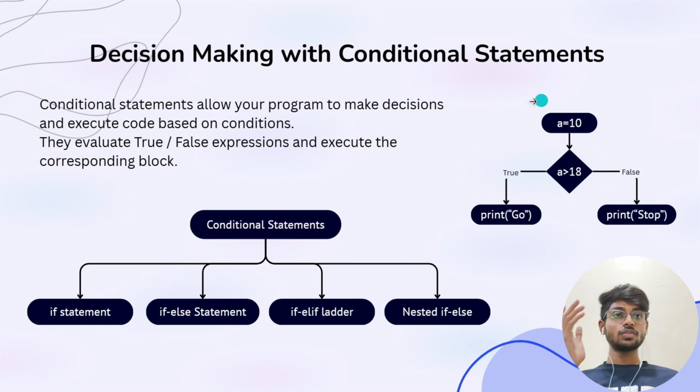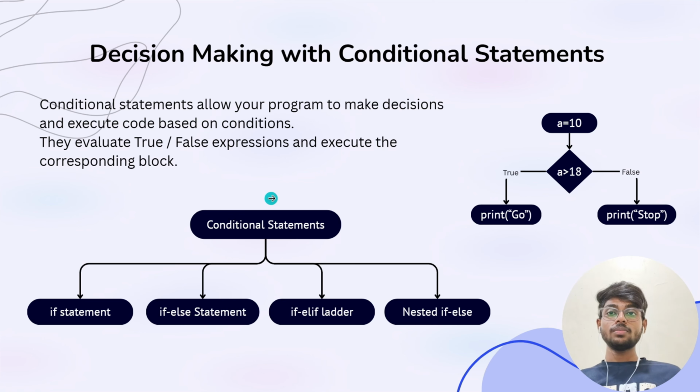Now let us go with this workflow to have a basic knowledge of what a conditional statement is. We initialize a equal to 10, and next here comes the decision block wherein it checks whether a is greater than 18 or not. If it is greater than 18, it moves toward true and prints go. Whereas if it is false, it goes to the print statement and stops. Conditional statements refer to this. a is greater than 18 is the condition, and altering the flow between true and false is the job of conditional statements.